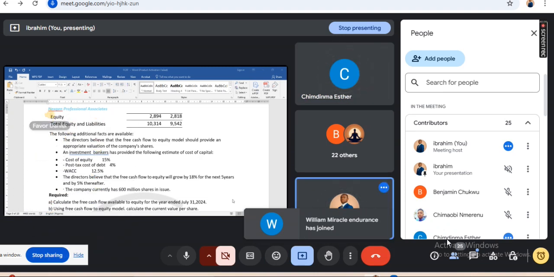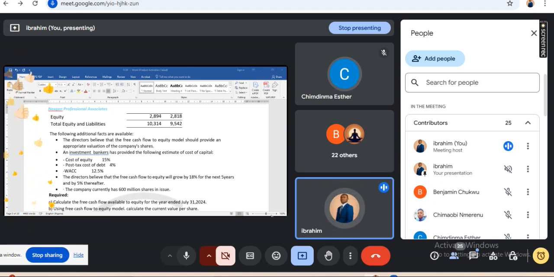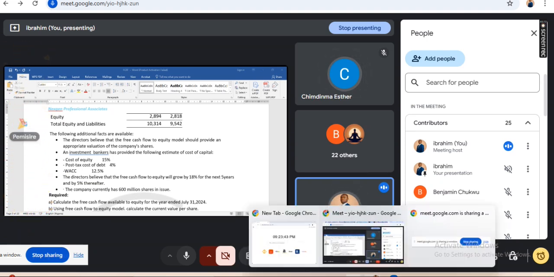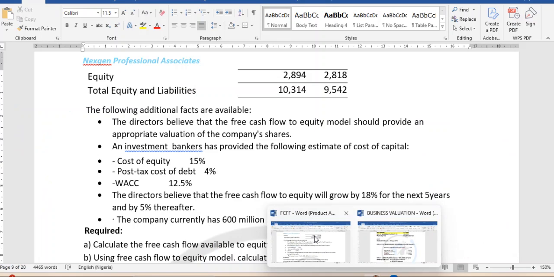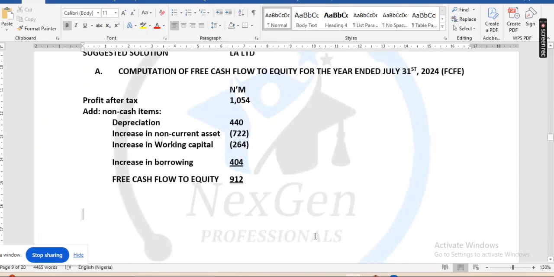Okay, now let's move on. So if this is established, class, let's quickly move on. We need to grow part B of this question by 18% in the next 5 years.